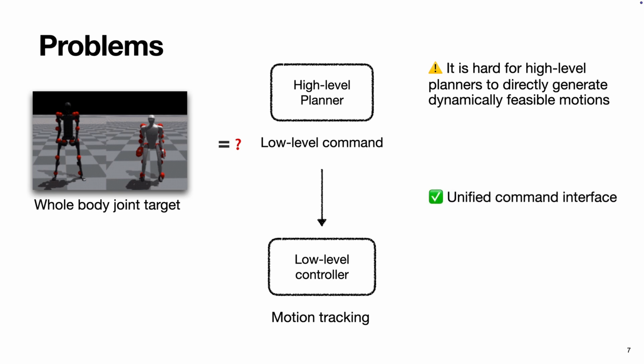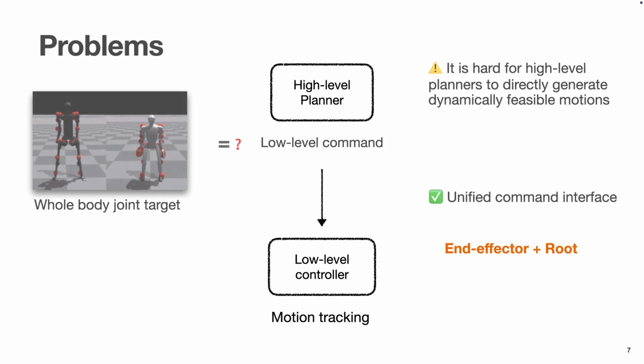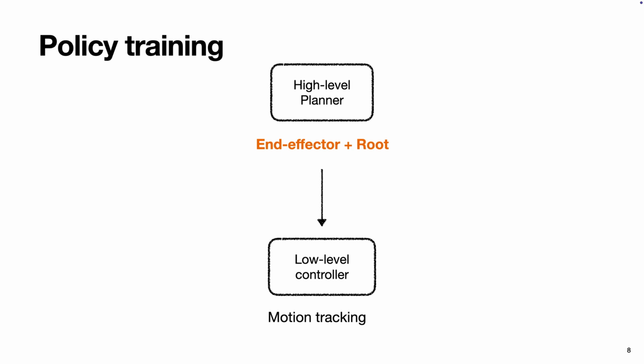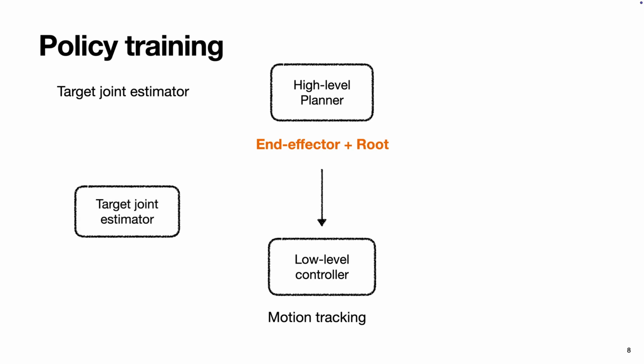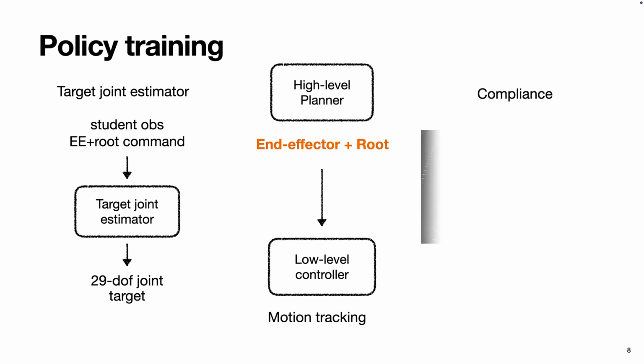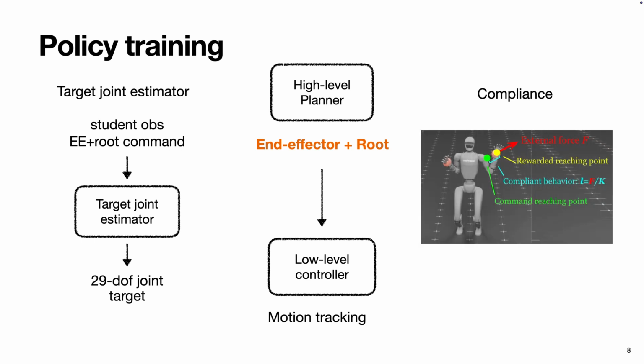So what we need is a unified command interface between high-level planning and low-level control. In our design, we choose End-Effector targets as the main representation for manipulation and root motion commands for locomotion. To train a policy that takes End-Effector and root commands as input, we introduce a target joint estimator. This module takes the End-Effector and root command together with common robot observations and predicts a 29 DOF joint target. In addition, to improve safety and performance in contact-rich tasks, we model motion tracking with a simple spring-like compliance formulation. This compliant behavior is then incorporated into training through reward design.